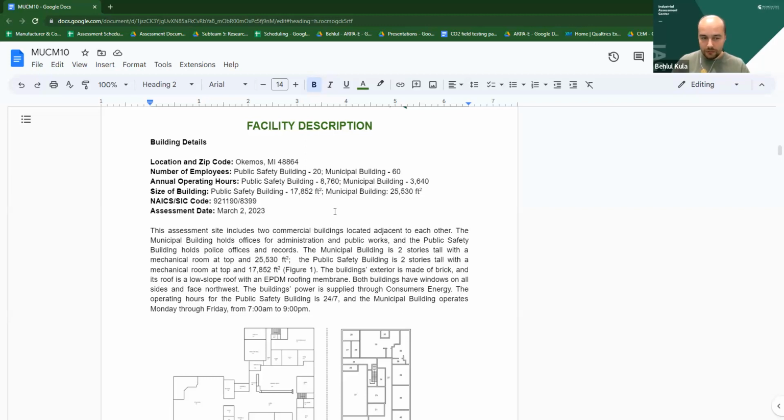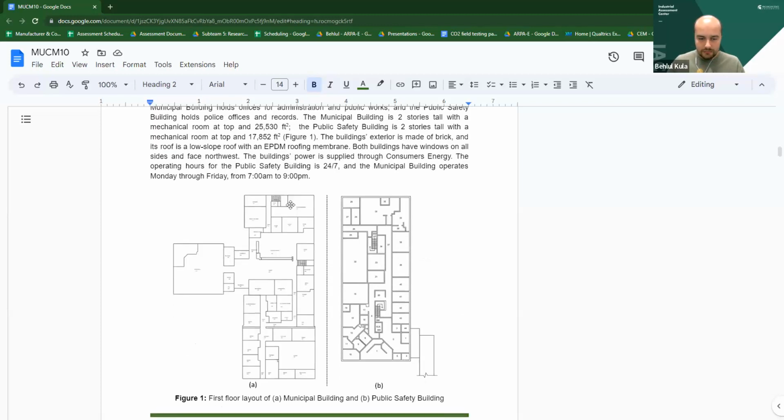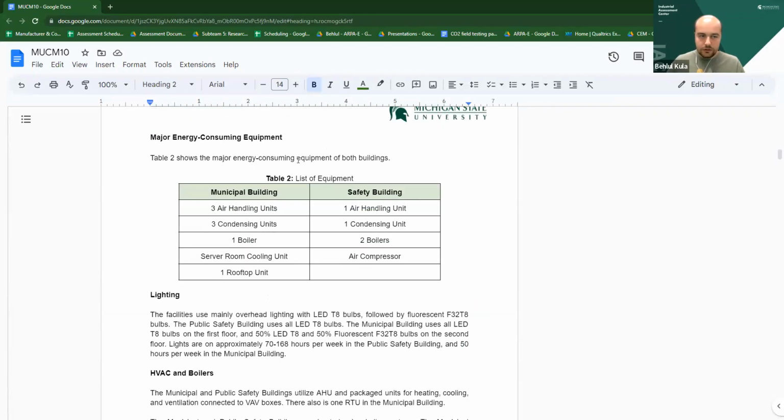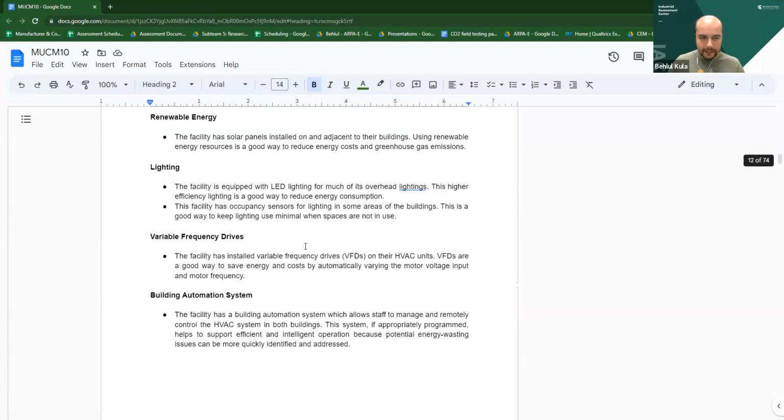These first sections include the facility descriptions and some major energy consuming equipment. Because you already know all this, I will not go over this information, but I just want to mention that these assessment reports should only include one facility. That's why we couldn't separate the buildings inside the report. We have some recommendations specifically for each public safety building or municipal building, but you will see, especially for the utility analysis, all the numbers are combined. There's also the major energy consuming equipment list for both buildings and brief information about them.